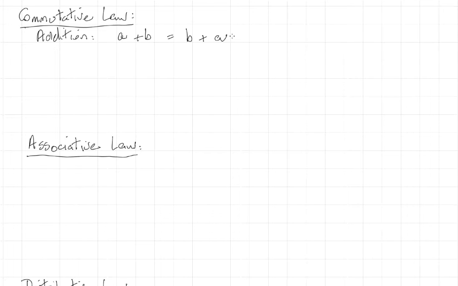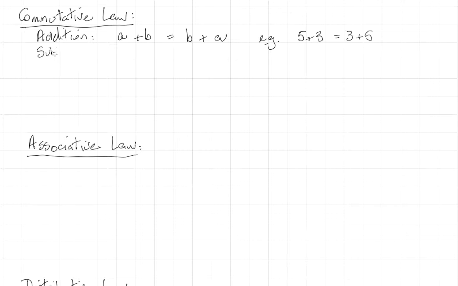Now in algebra, we would write it like that. We've got two variables, and we're going to add them together. It doesn't matter which way you write it, you will get the same answer. For example, if we had 5 plus 3, we know that's 8, and that's exactly the same as writing 3 plus 5.